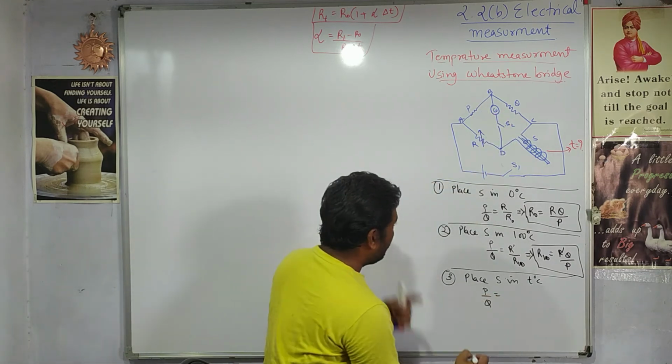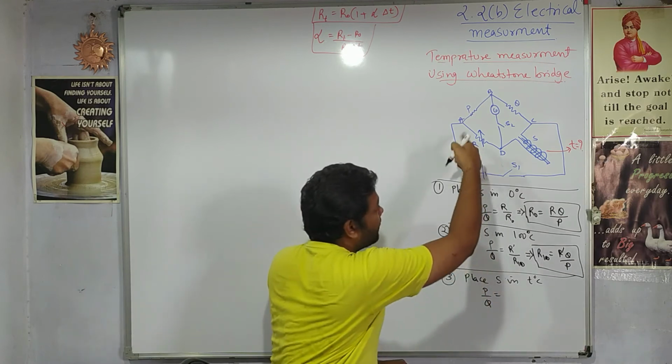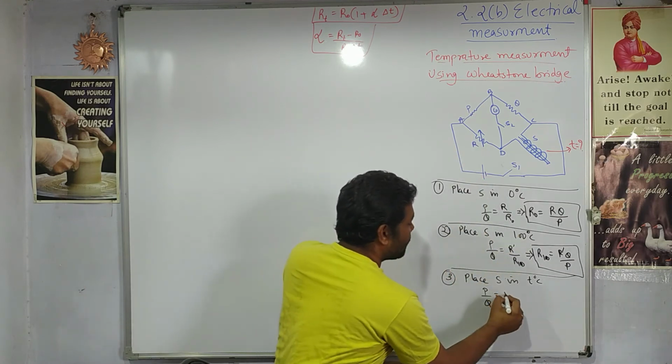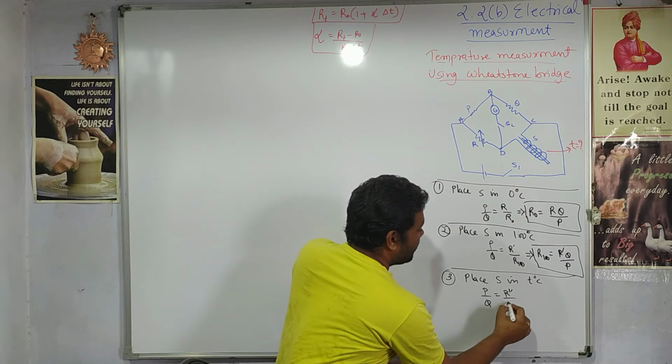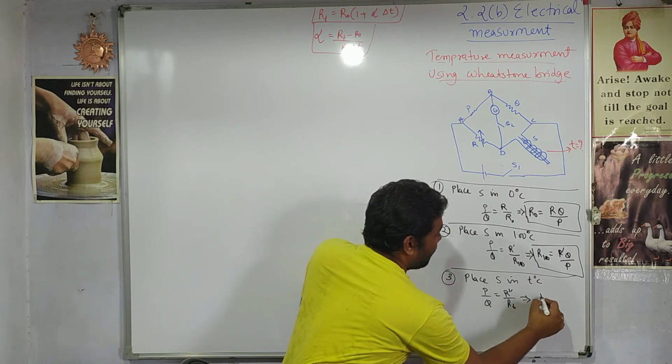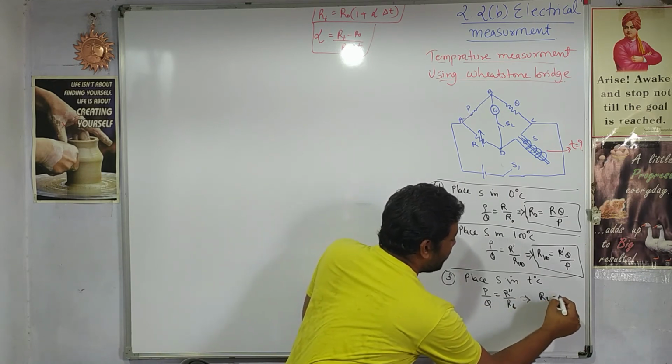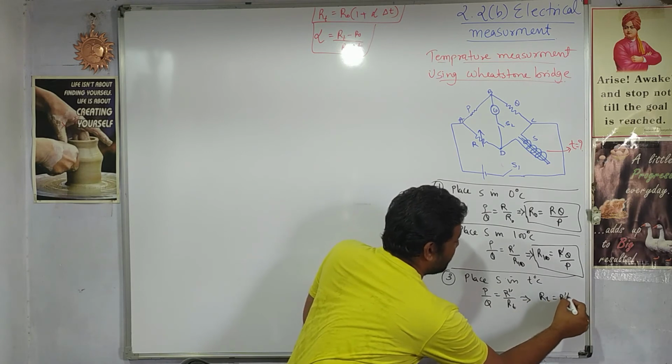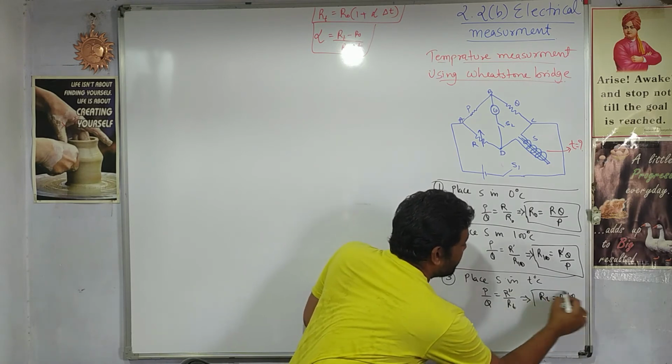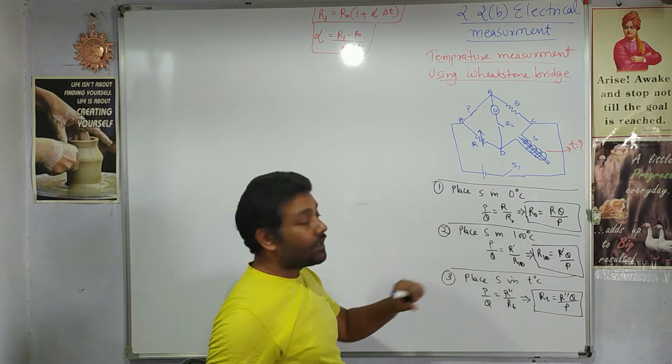Then, let us say, the resistance box is now adjusted to some different value, R double dash, and this is RT. So now I have the resistance at T degrees centigrade. RT will be R double dash into Q by P. So I have got the resistance at T degrees centigrade.